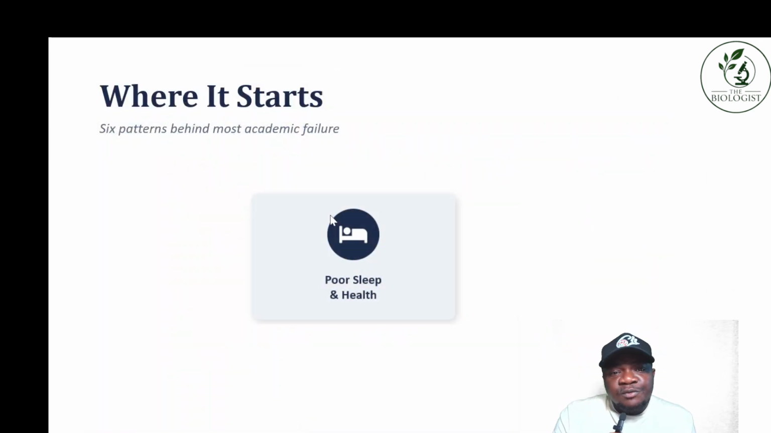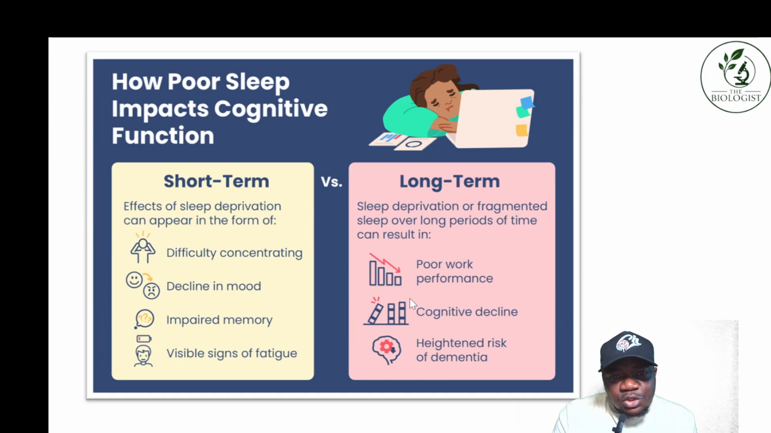The next one here is poor sleep and health. When you sleep for a very short time, there are short term and long term effects. The short term effects include difficulty in concentration, decline in mood, where you start feeling very tired and your mood is somehow impaired, and impaired memory, where you find it difficult to retain whatever you read. Then you have visible signs of fatigue, you become very tired. In terms of long term effects, there is poor work performance, cognitive decline, where you're not able to store information that is very important to you, and a heightened risk of dementia. So these are just some of the things that poor sleep affects.